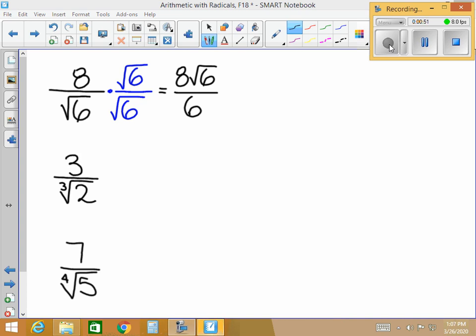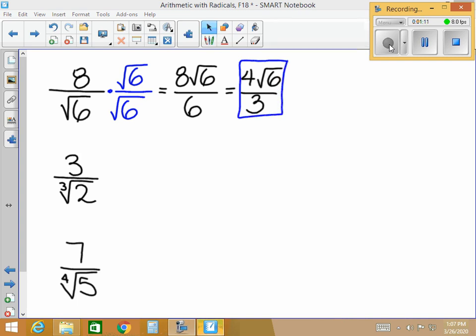From here, though, I look and I say, well, the numbers outside the radical, meaning the 8 and the 6, that's not in lowest terms. I can take a factor of 2 out of the top and 2 out of the bottom. And so I can leave my fraction in lower terms and call it 4 square root of 6 over 3. That's the reduced, accepted form of that fraction there.